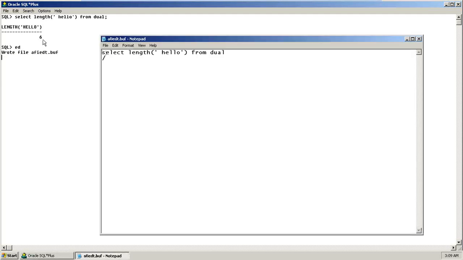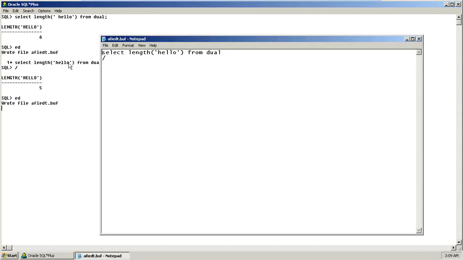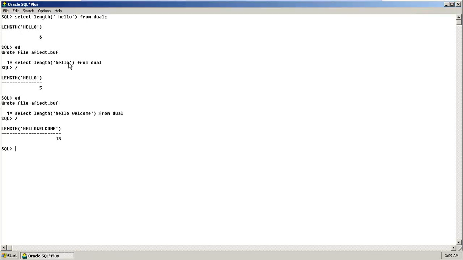Suppose if there is no blank space here, it gives you length 5. So totally 5 characters are there. That is the length of this string. If you give hello space welcome, it gives you 13 characters as the length. So total length including the space. Space is considered as a character.